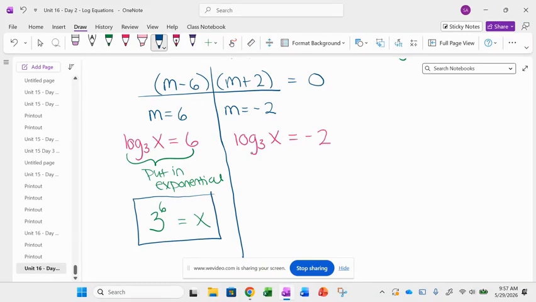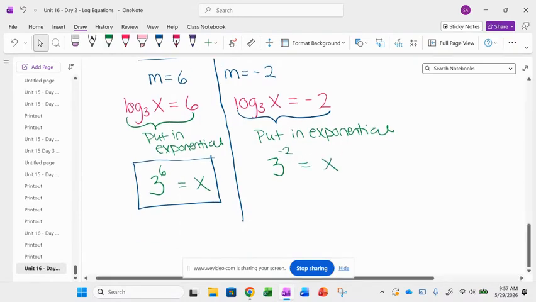So this is going to now be put back into exponential. Can somebody put this into exponential for me? Ira? You got it. 3 raised to the negative second power equals x. And isn't 3 to the negative second power 1/9?